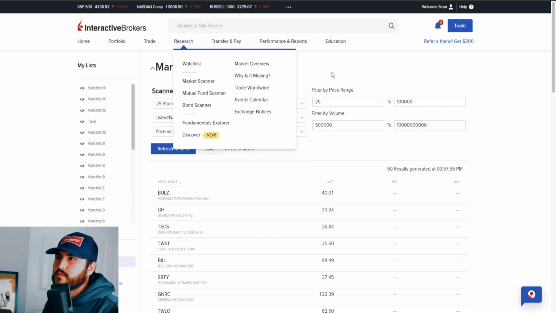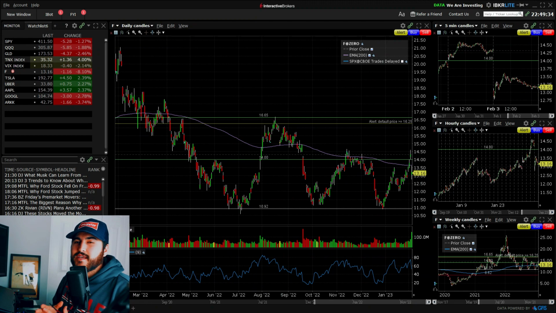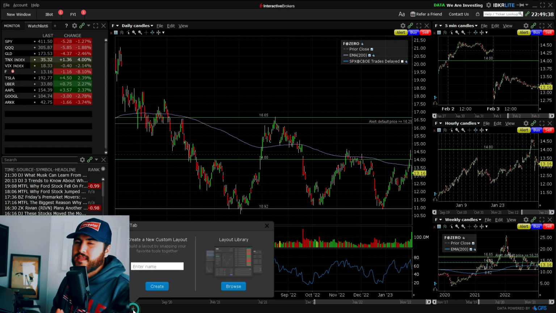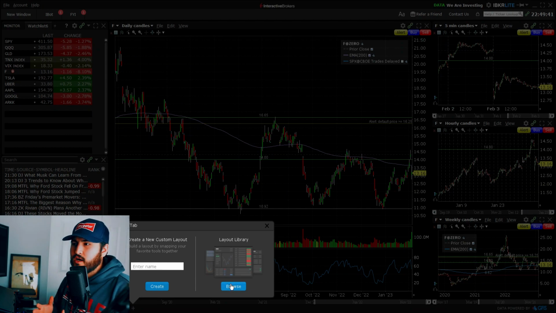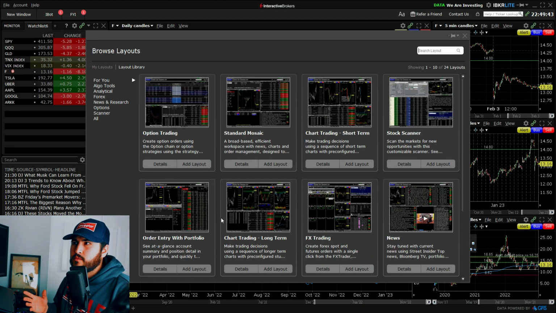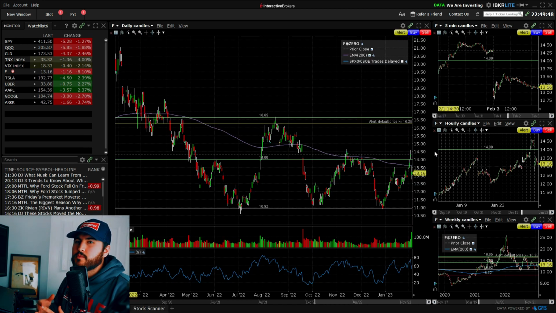Now to scan through stocks in Interactive Brokers Trader Workstation, you're going to have to open up TWS, and then you're basically going to have to create a layout, or you can go to the layout library and use the preset stock scanner layout to scan through stocks. If you click on that layout, this is what's going to pop up on your screen.